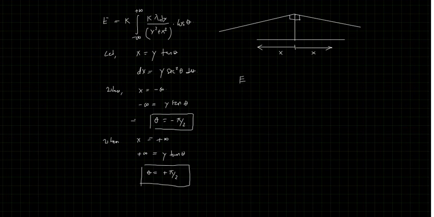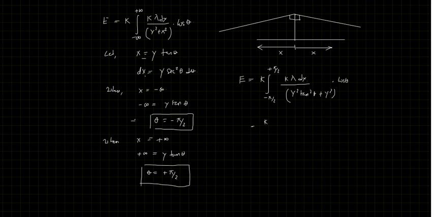Now if I do, E would be equal to k, integral from minus pi by 2 to plus pi by 2. Let us substitute this value, x equal to y tan theta, there. So k lambda dx by y square tan square theta plus y square, and then we have cos theta there. Okay, wait, now this dx also I should change. I should change it to y sec square theta d theta.